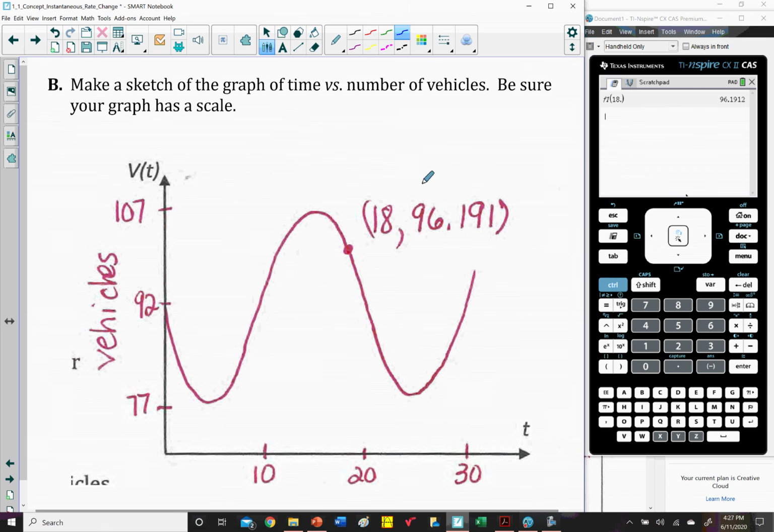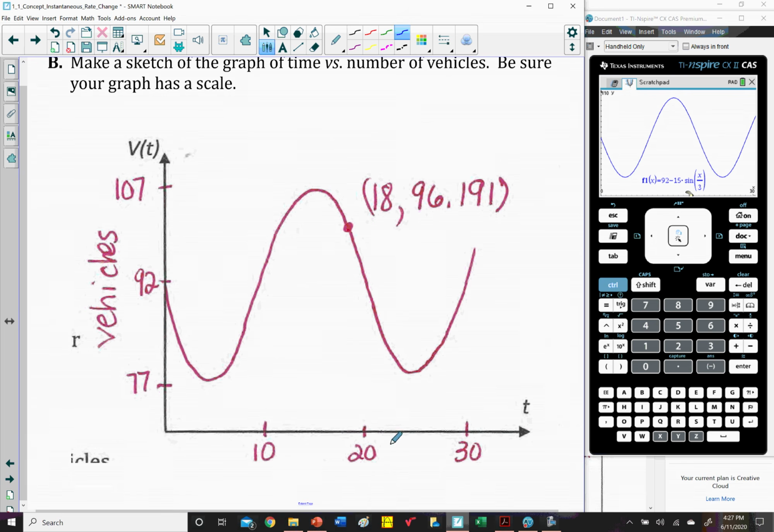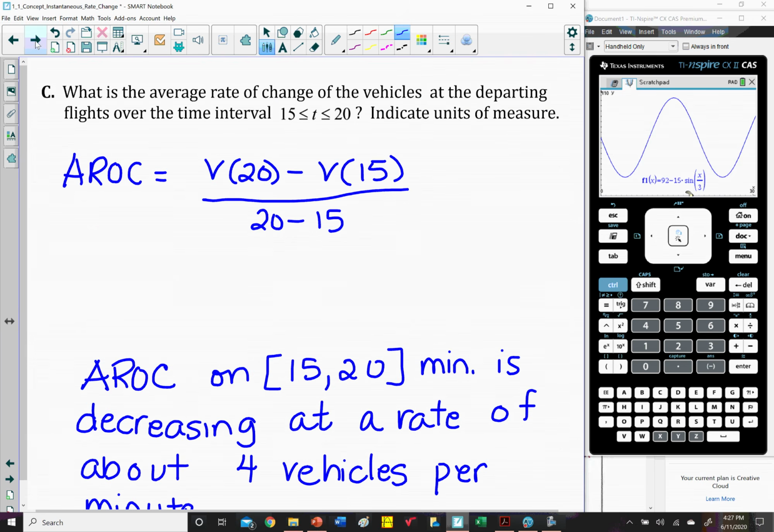I pre-drew my graph with 92 being on the y-axis for vehicles, and there's our 96 vehicles at 18 minutes. Vehicles is on the y-axis. This should be minutes down here on the x-axis. So part C, we want to know what the average rate of change of the vehicles at the departing flights would be over a 5-minute interval.